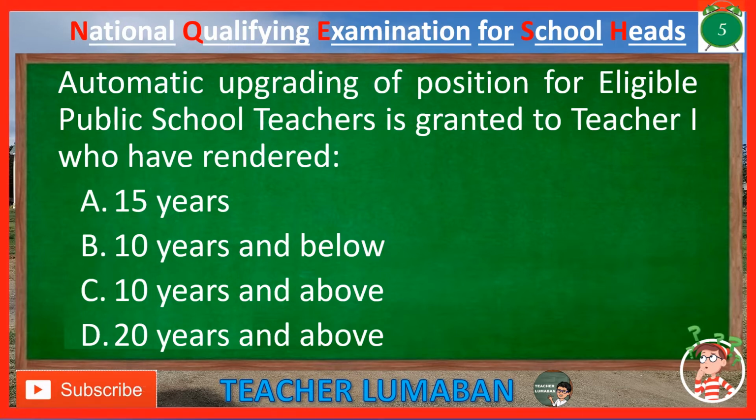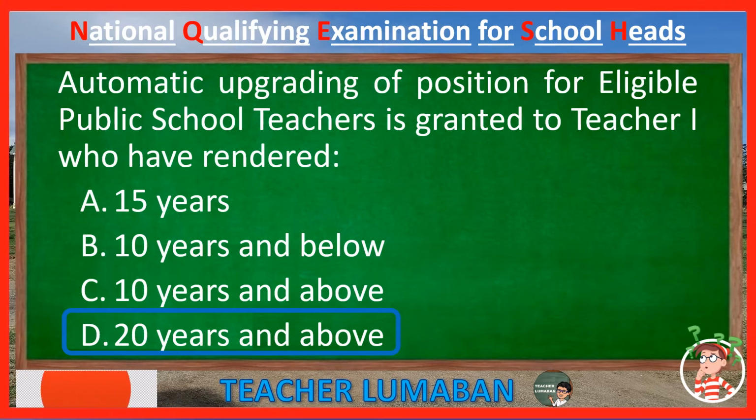5, 4, 3, 2, 1. The correct answer is letter D, 20 years and above. Automatic upgrading of position for eligible public school teachers is granted to Teacher 1 who has rendered 20 years and above.